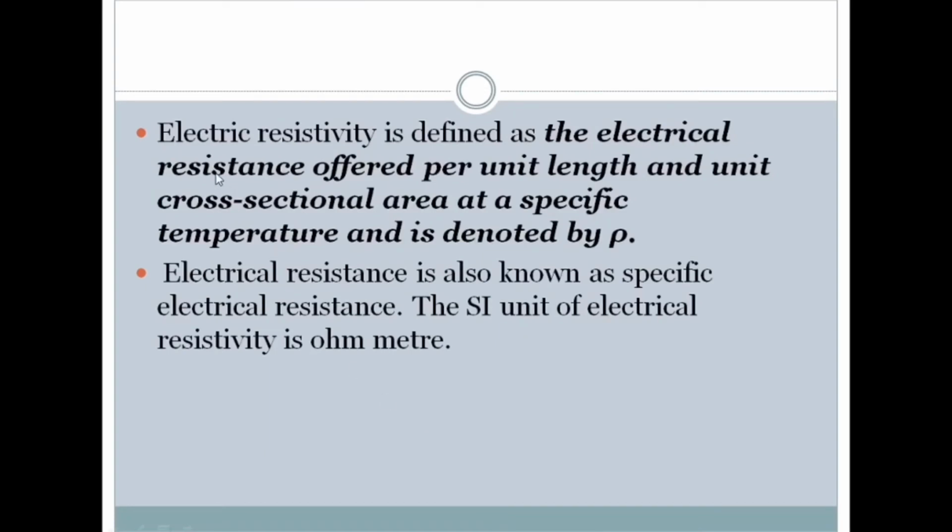So how will we define electrical resistivity? It is defined as the electrical resistance offered per unit length and per unit cross-sectional area at a specific temperature, and it is denoted by the symbol rho. Electrical resistivity is also known as specific electrical resistance, and its SI unit is ohm meter.